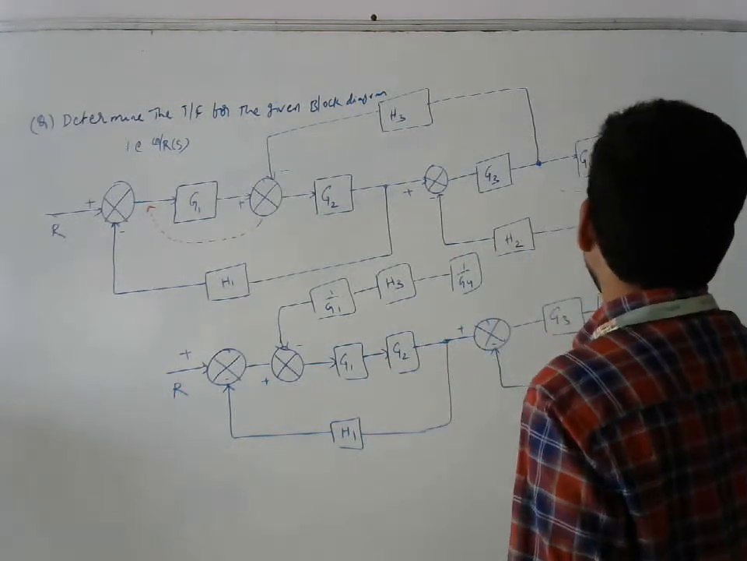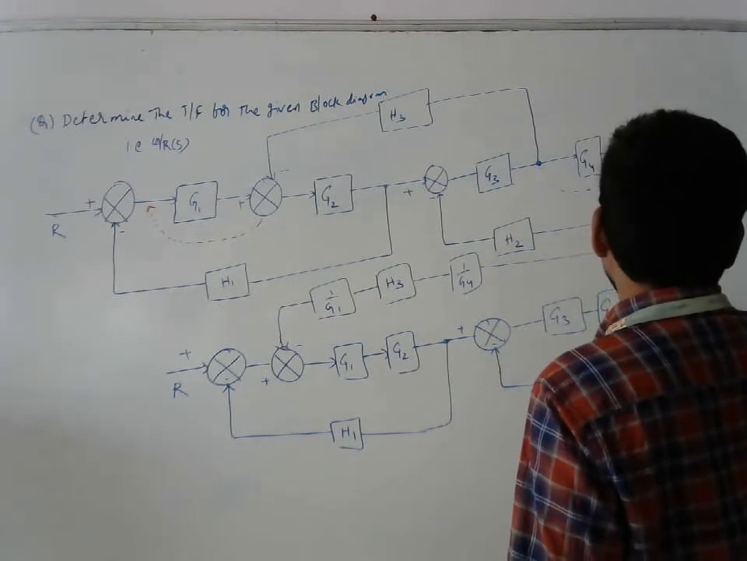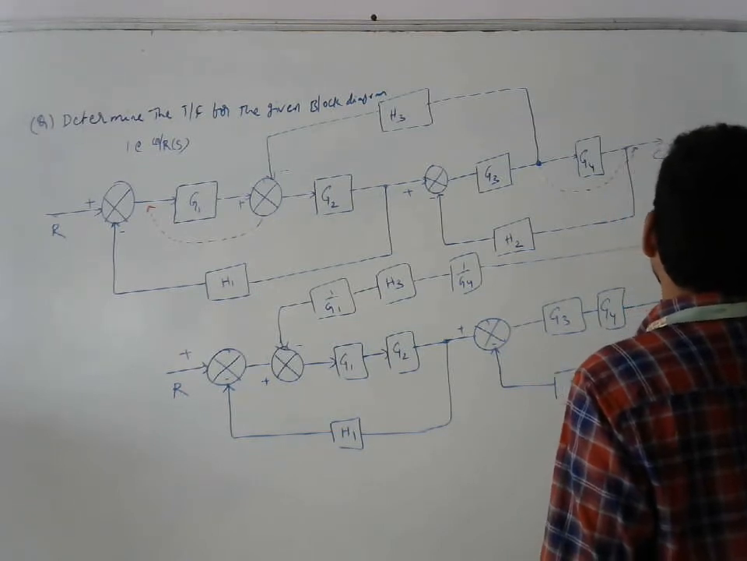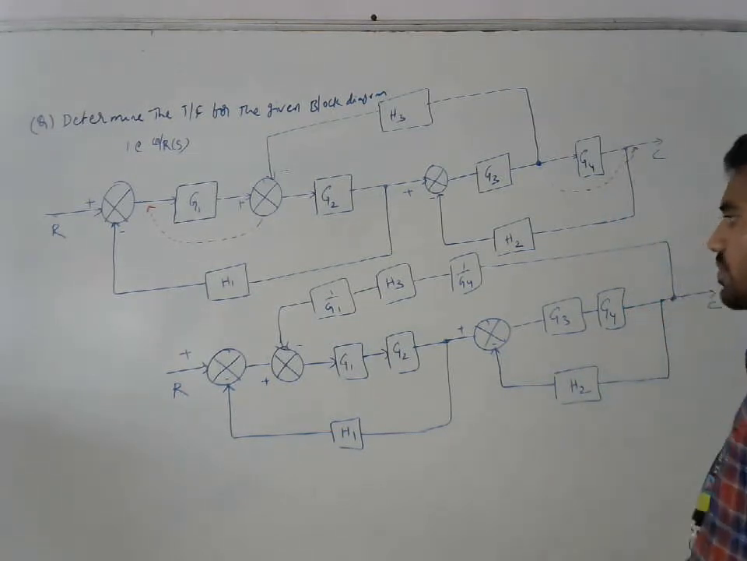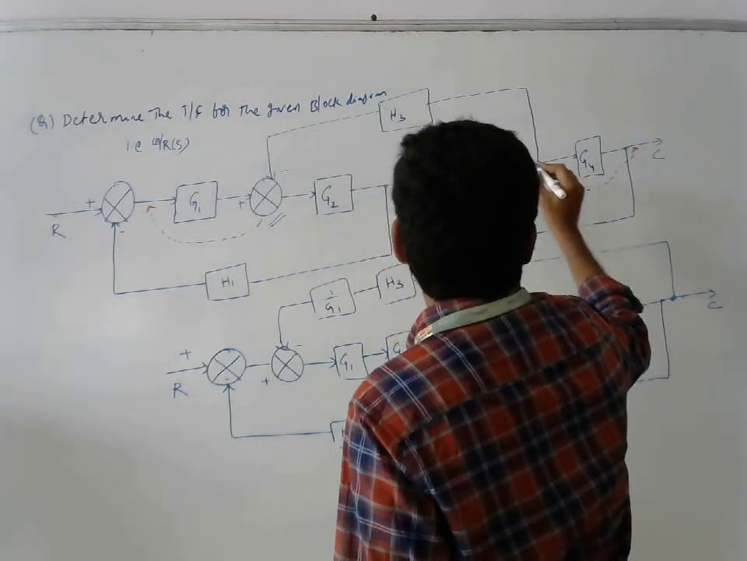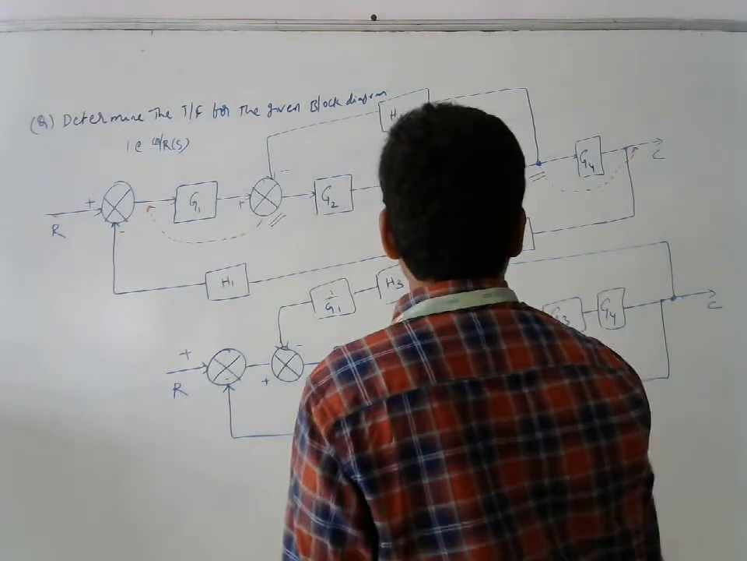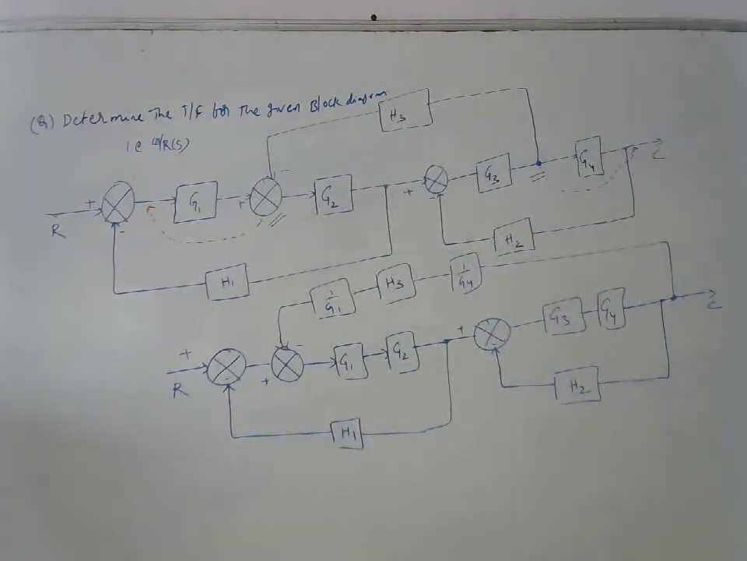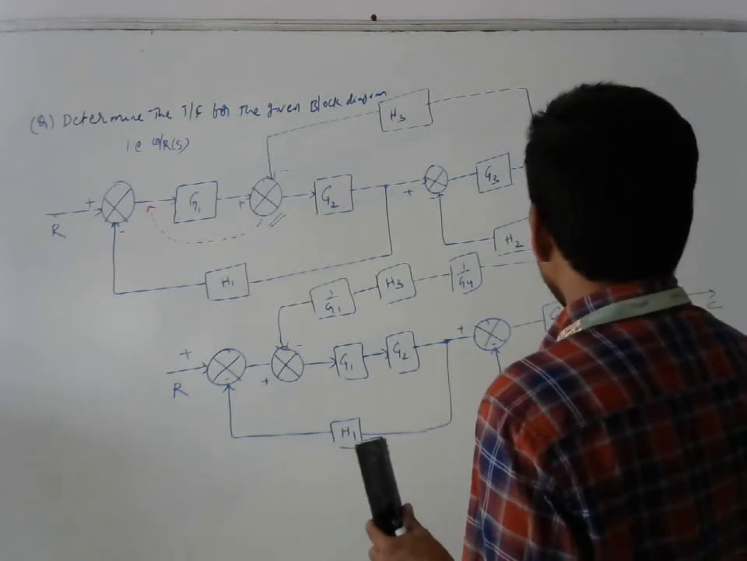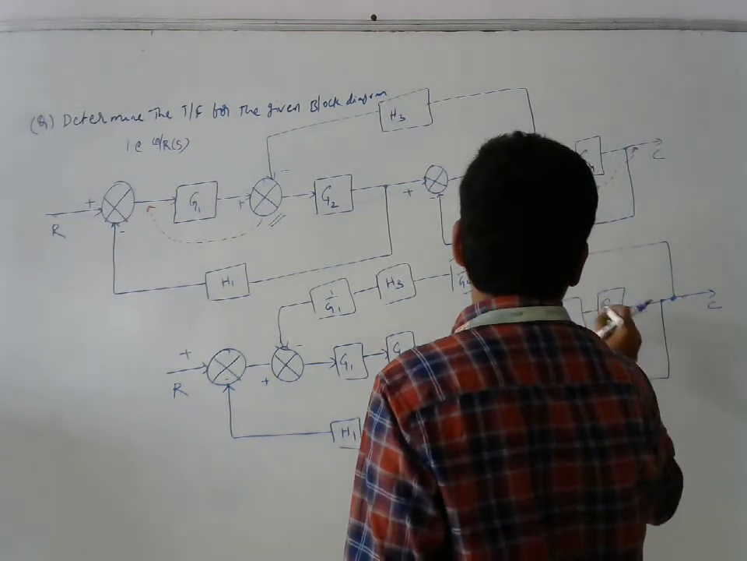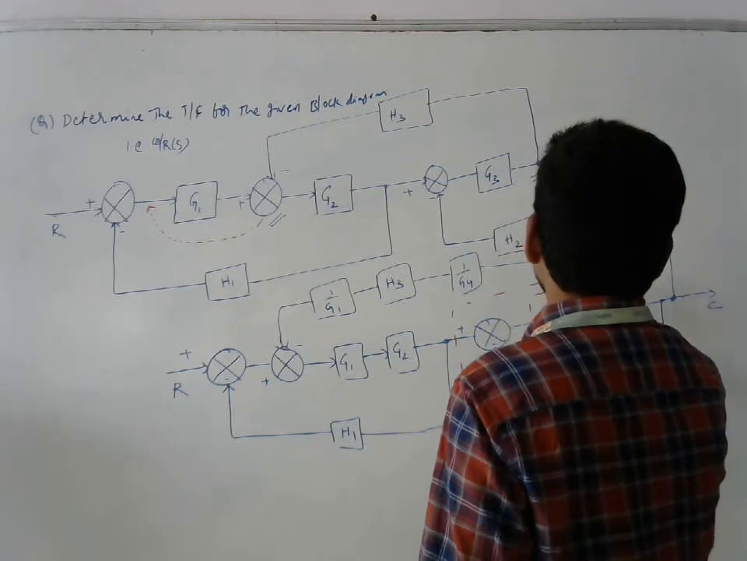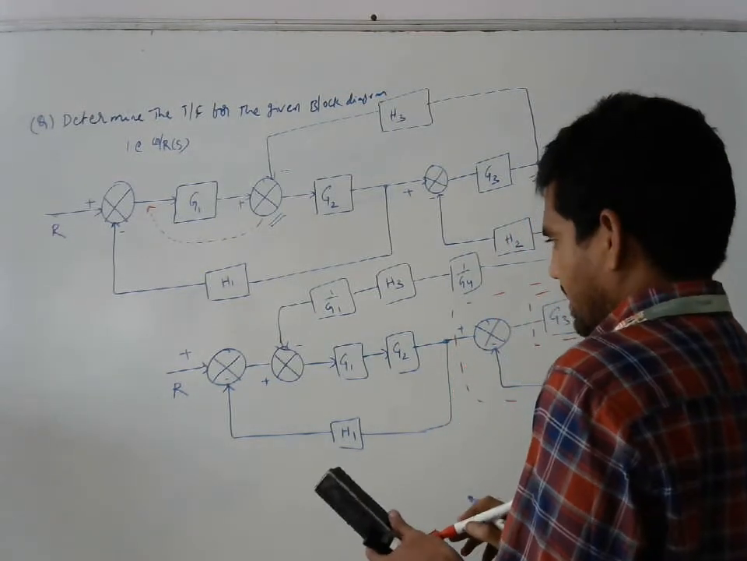I am shifting the takeoff point, so it will become here, and this will become like this. This is our output C. See here, these two points, this point and this point, are shifted before G1 and after G4. Now again, the red color will become... These two are in series. We can multiply G3 into G4, and after that these will become a feedback. We can replace this very easily.